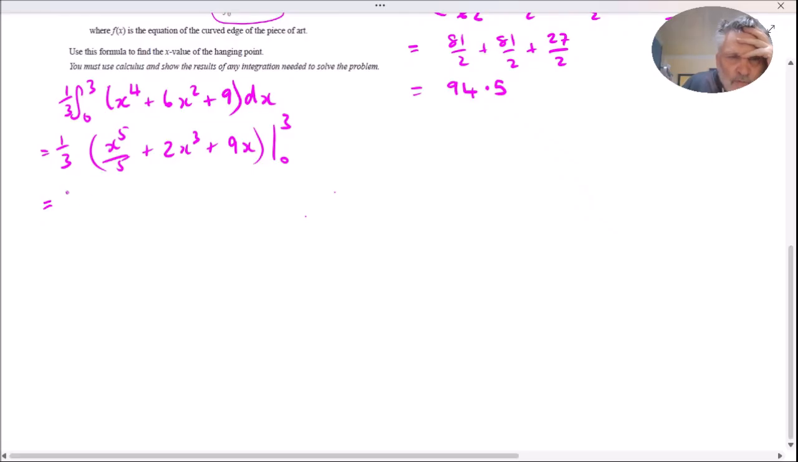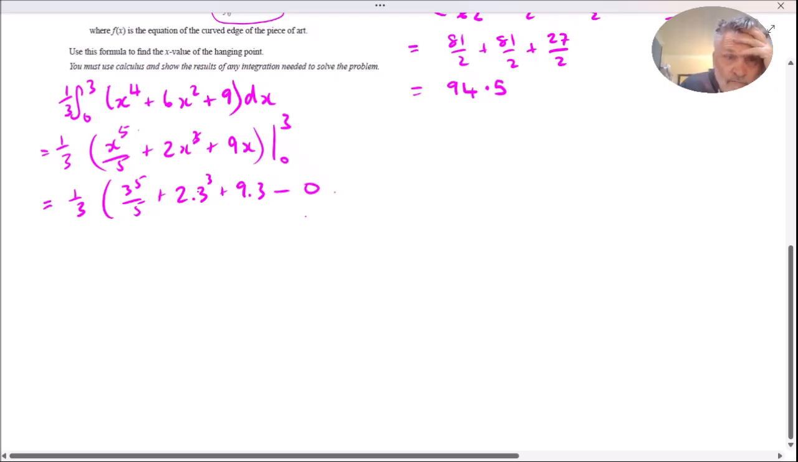This becomes 1/3. The 3 actually cancels, doesn't it, and do everything again. So we cancel that 3, this will become a 4. Oh, we haven't got a 3. It's not until we put the 3 in. We've got 3 to the power of 5 over 5 plus 2 times 3 to the power of 3 plus 9 times 3.